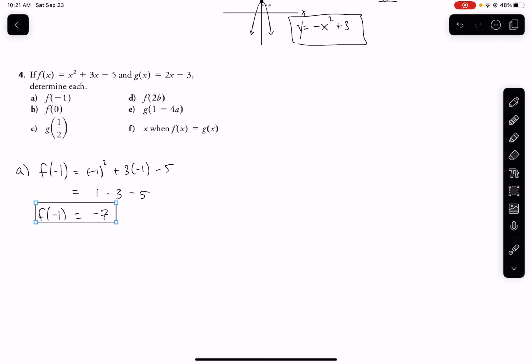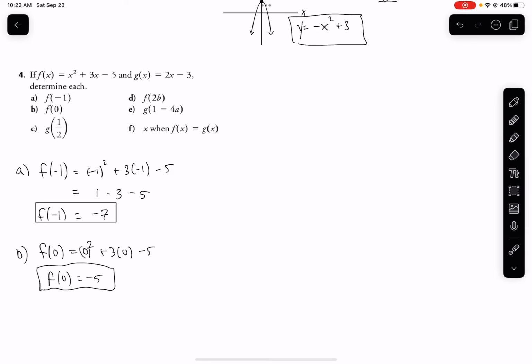Okay, so question B is asking us to evaluate when x is equal to 0, the f function, f of x of 0. So 0 squared plus 3 times 0 minus 5. This is a unique point. F of 0 is -5. That's what we call the y-intercept. Okay, this is the y-intercept, which is when x equals 0. That's going to come into play later.